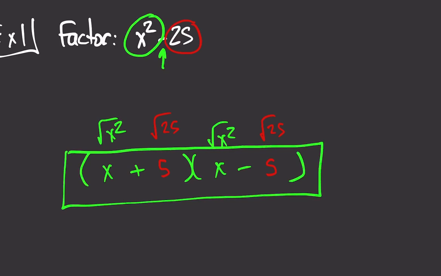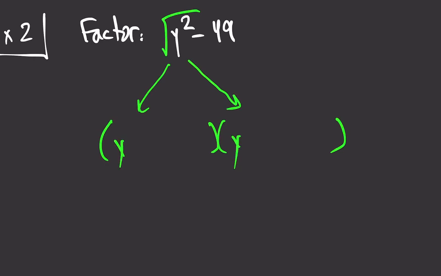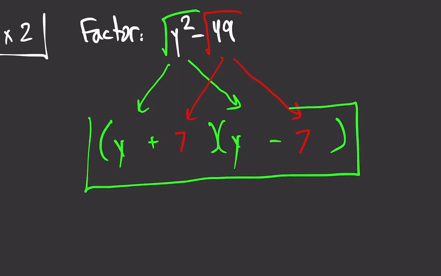Once you get that pattern down, these go very quickly. So let's take a look at the next one. What did we say? Two sets of parentheses. I'm going to take the square root of the first term, and that's going to go here and here. So that's y and y. One sign's addition, one sign subtraction. Then I'm going to take the square root of the second term, and that's going to go here and here. So that's going to be 7 and 7. So our factored answer is going to be y plus 7, y minus 7.